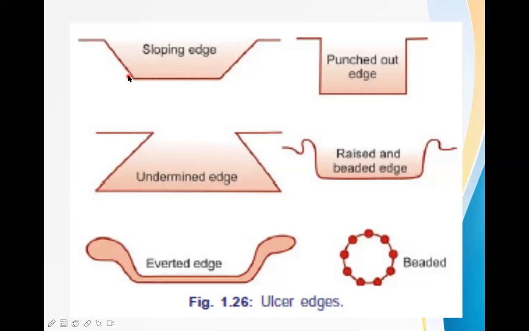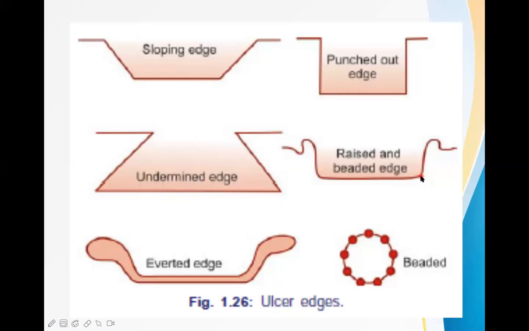Now, sloping edge is mainly formed by healing ulcer. For example, a traumatic ulcer is there and it is in the state of healing. So the sloping type of edge is commonly seen. Punched out edge is seen, for example, in peptic ulcer disease, in a duodenal ulcer or gastric ulcer, especially in the duodenal ulcer. Just like one small hole made by a punching machine. Undermined edge is a typical feature of tuberculosis. It's a tubercular ulcer.